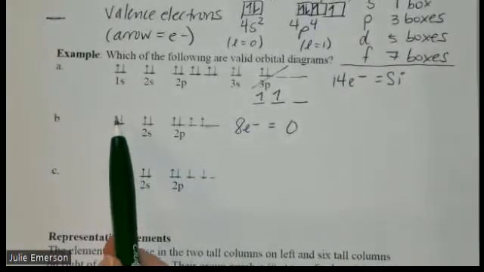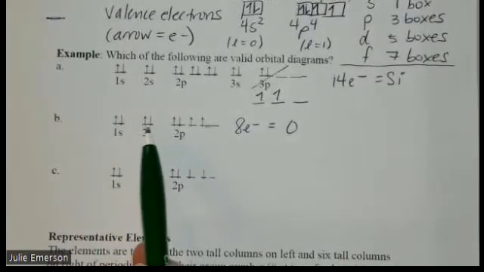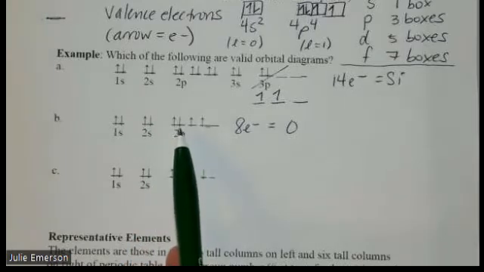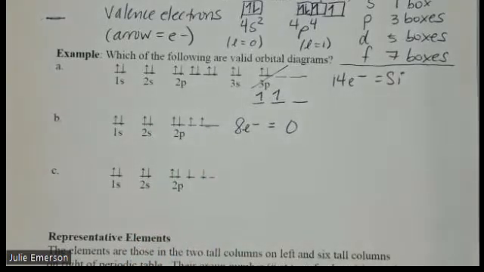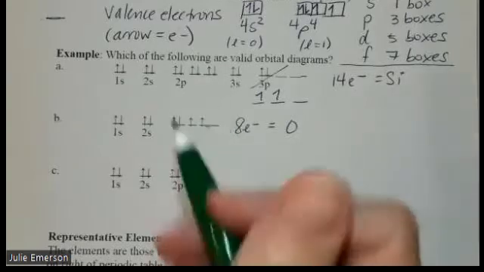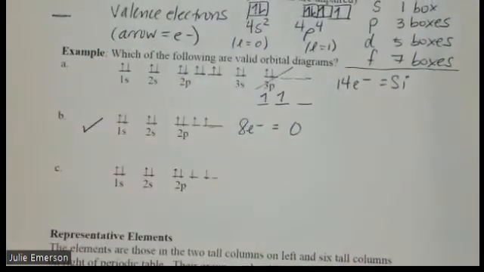1s2 looks good, right? 2 arrows, opposite spins. 2s2 looks good. 2 arrows, opposite spins. And then the 2p4, up, up, up, and then we pair down at that first left box. So this one is a good, valid orbital diagram. So this one looks good.